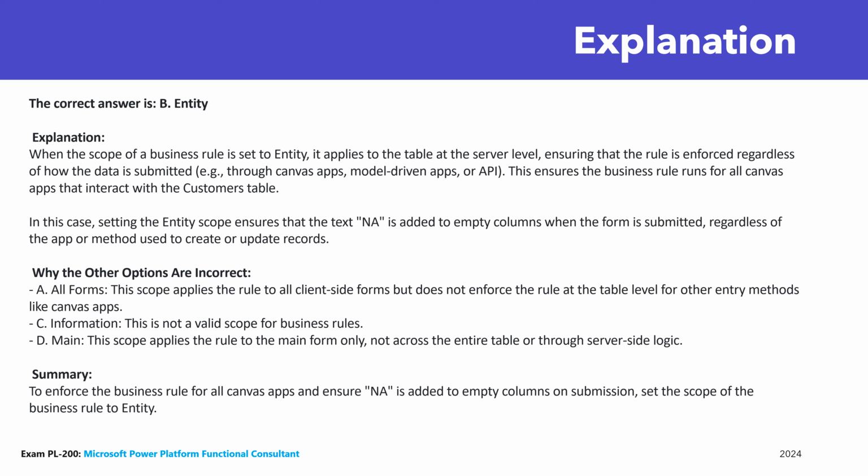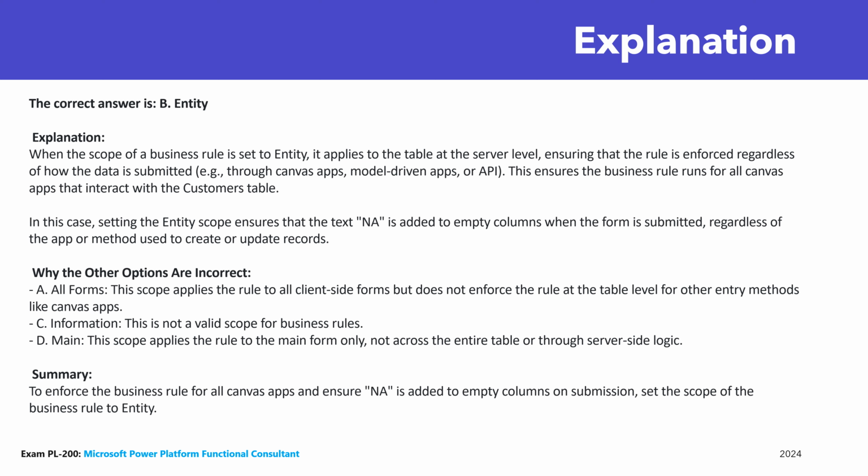The correct answer is B. Entity. Explanation. When the scope of a business rule is set to entity, it applies to the table at the server level, ensuring that the rule is enforced regardless of how the data is submitted, e.g. through Canvas apps, model-driven apps, or API. This ensures the business rule runs for all Canvas apps that interact with the customers table.